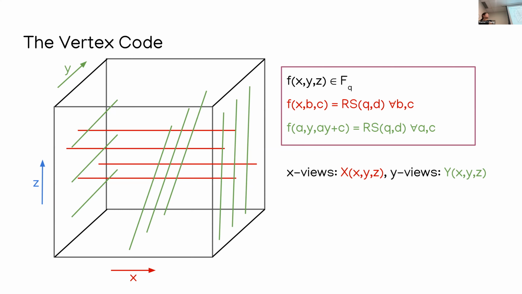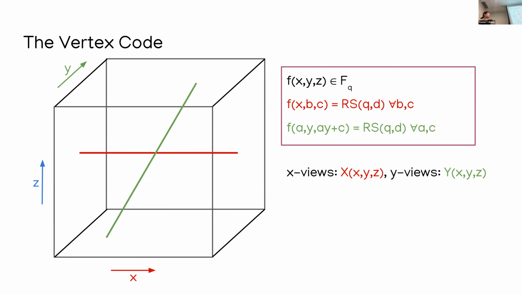Okay, so what is the agreement test? The agreement test is you literally just pick two of these, one red and one green line, and they intersect on a point, and you test if these two things are equal on that point. That's the agreement test.